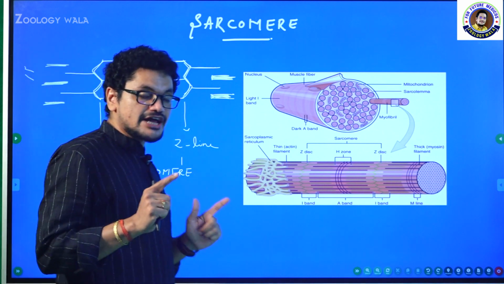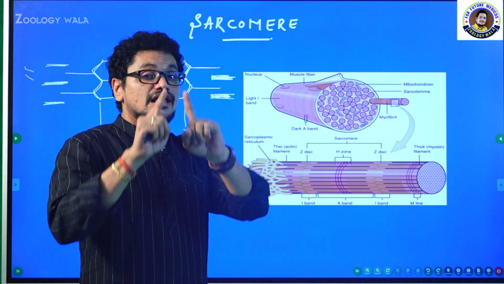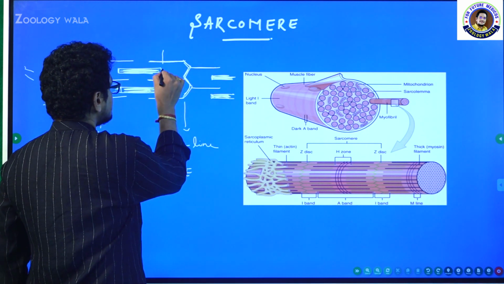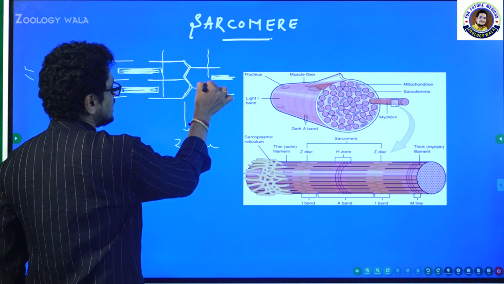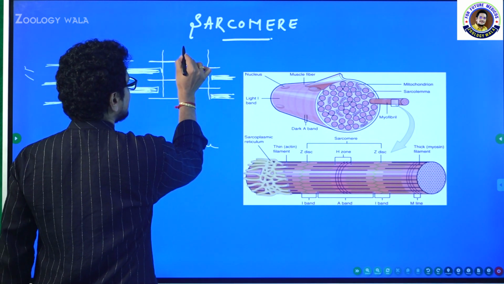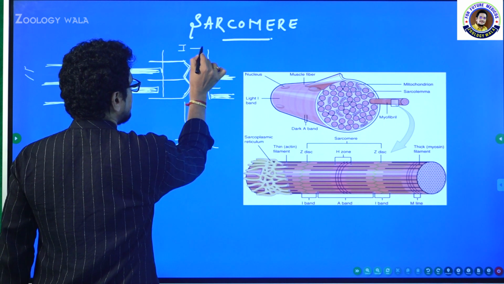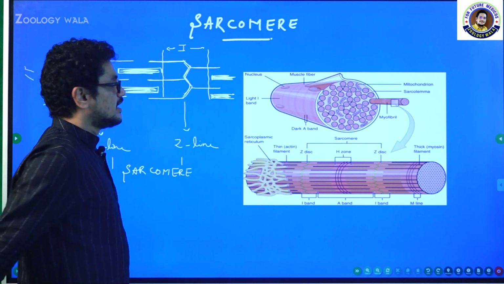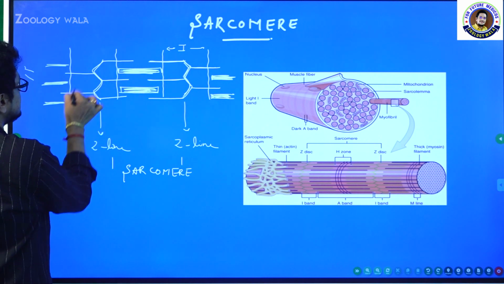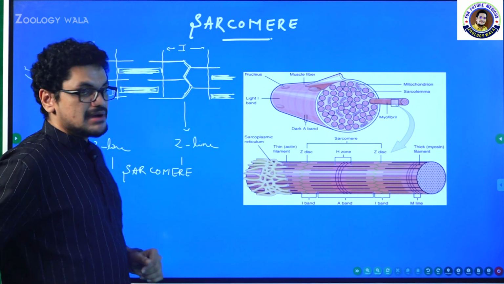Now listen carefully. The place where only thin filaments are present, this area, is called the I band. This is the I band, where only thin filaments are present.